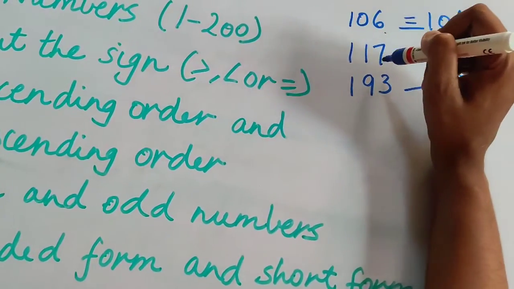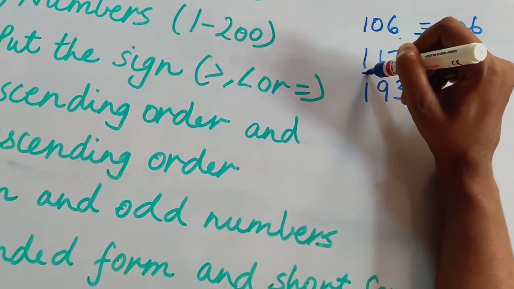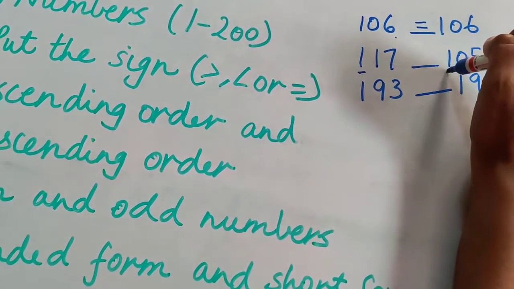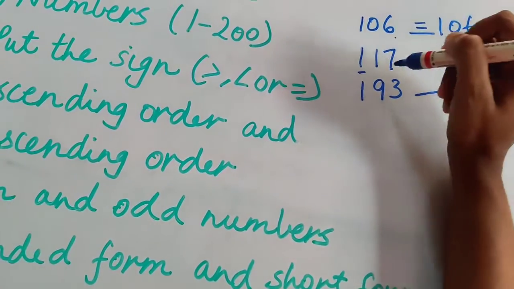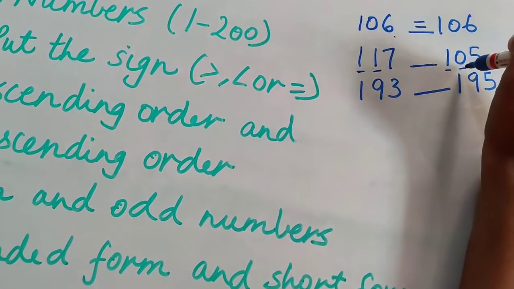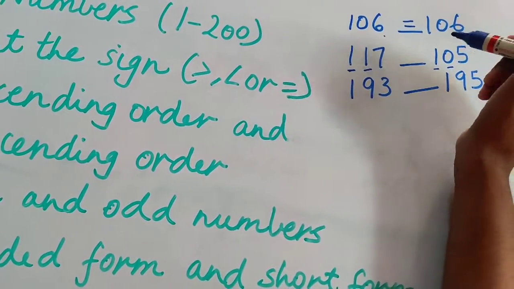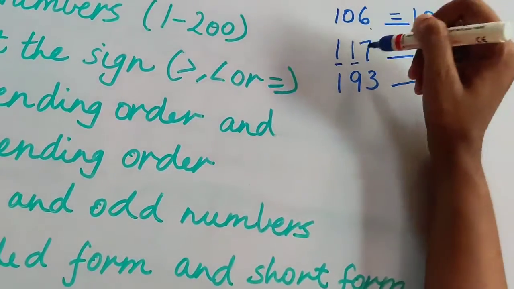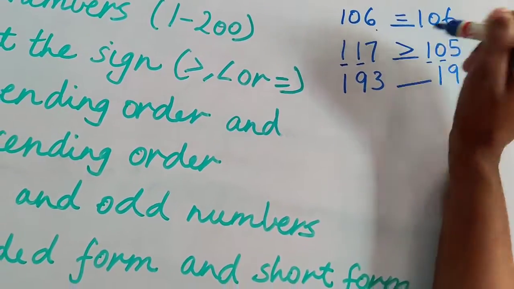Now here we will see the first digit. The first digit is 1 in both the numbers, then the second digit, that is 1, and here 0. So which one is greater? 0 is greater or 1 is greater? कौन सा number greater है, 0 या 1? So 1 is greater, so we will write like this.